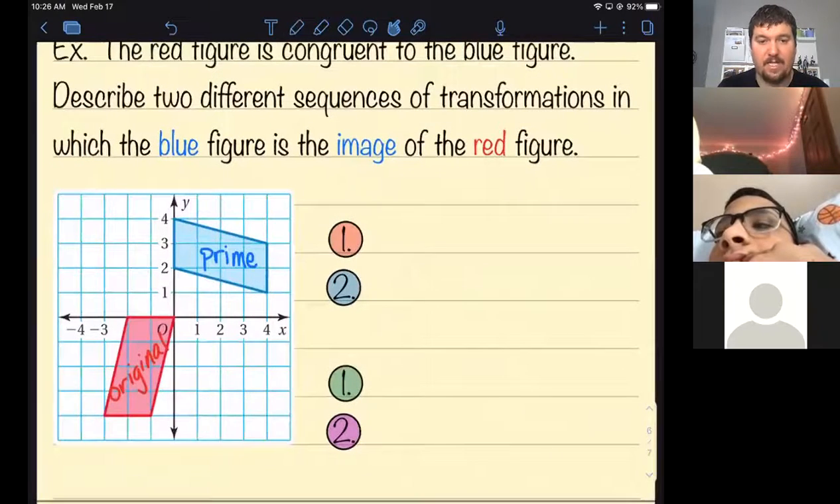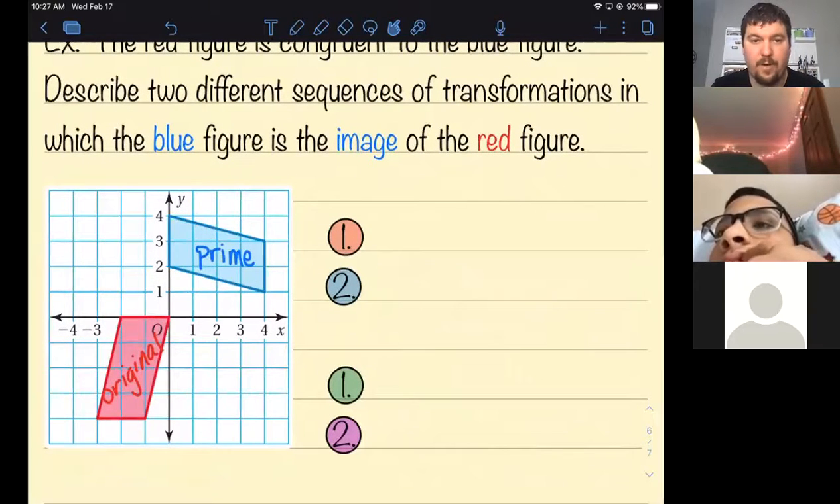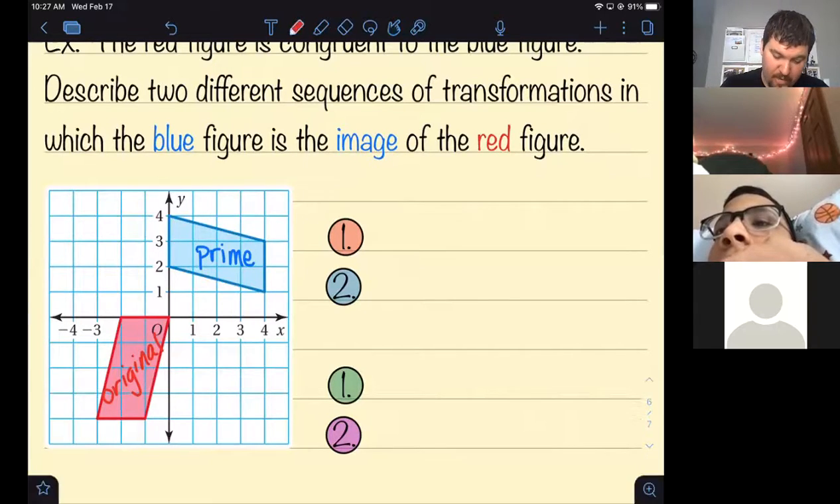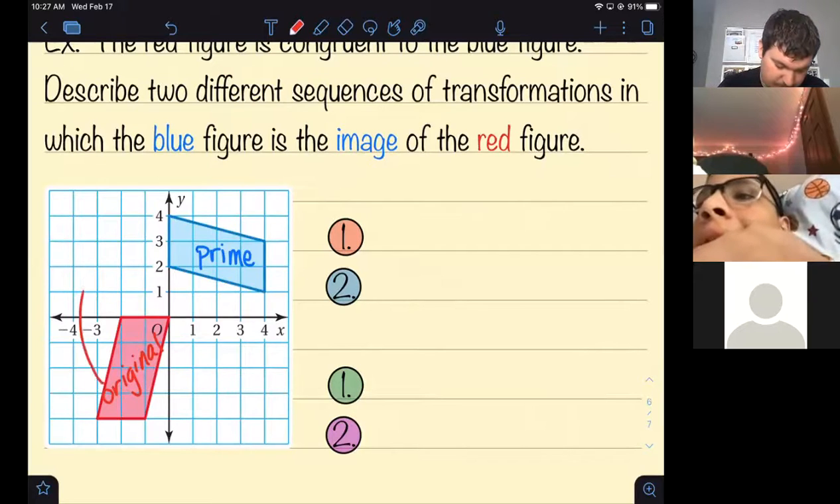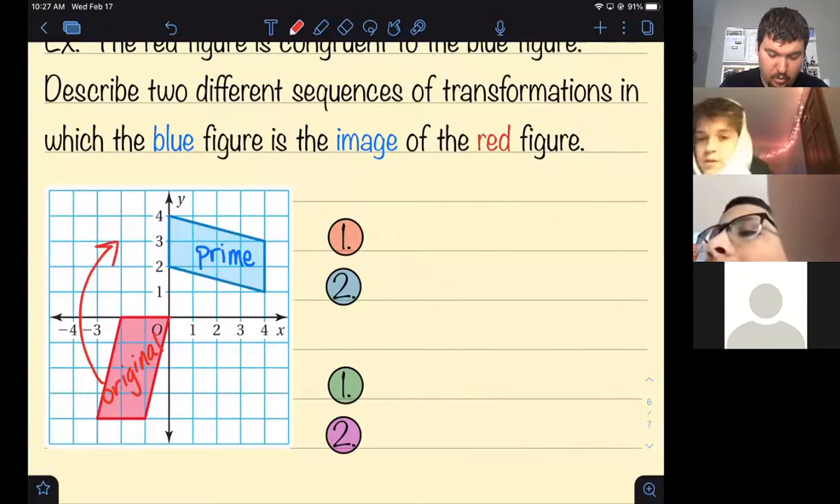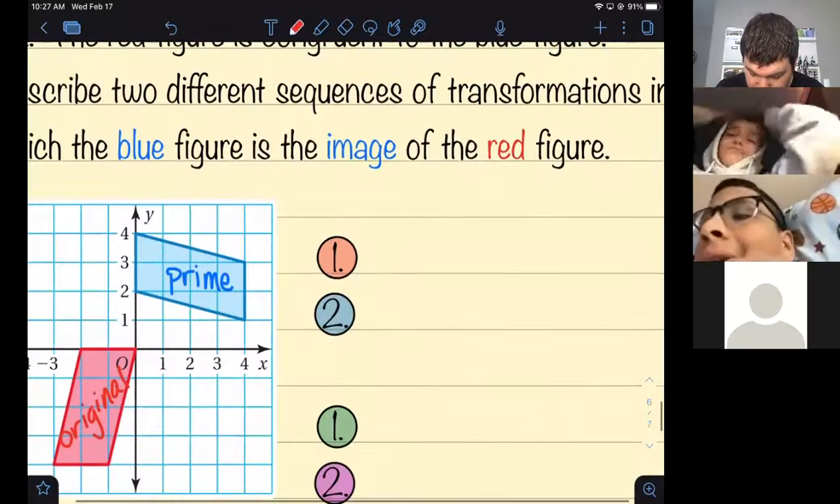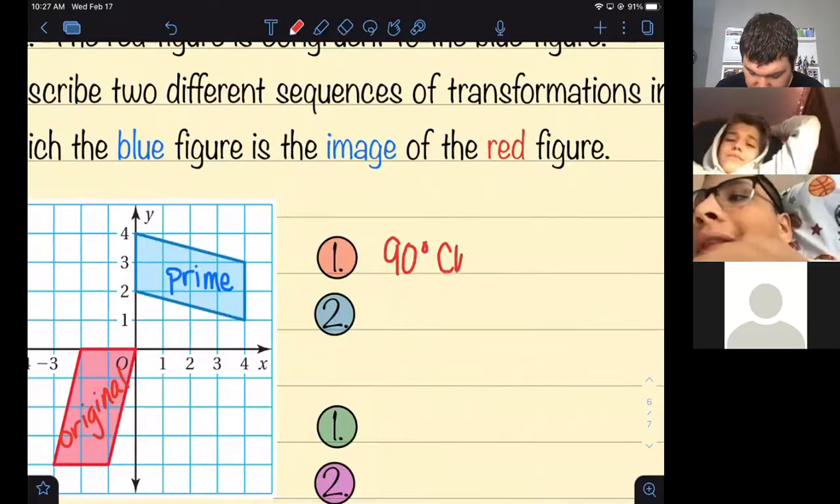So when I'm doing a problem like this, where I'm trying to figure out what are my different steps, like what are the different transformations, the first thing that might be easiest to tell is it looks like they've rotated it, right? So we could start with that. So if I'm starting at the red, what direction do you guys think they rotated it? Clockwise. Clockwise, like this? Okay. So let's start with a 90-degree clockwise rotation.